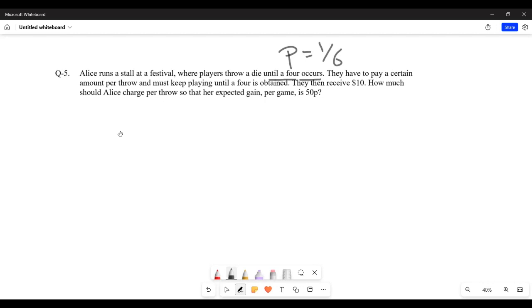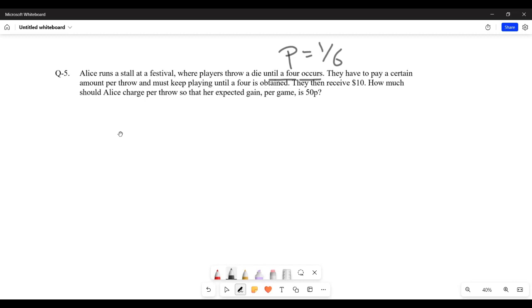Then they receive $10. So at every throw, they have to pay a certain amount of money, maybe $1, maybe $2. And whenever they get a 4, they stop playing and they're awarded $10. So they can't stop playing unless they get a 4. How much should Alice charge per throw so that her expected gain per game is 50 pence?